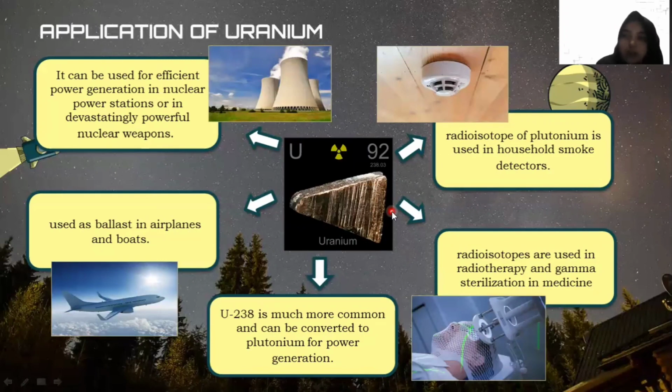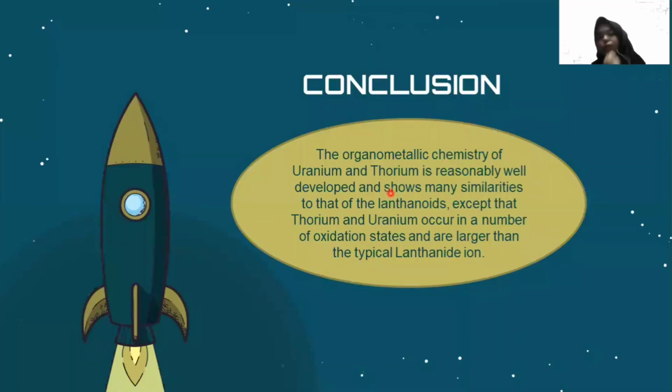As a conclusion, we can conclude that the organometallic chemistry of uranium and thorium is reasonably well developed and shows many similarities to that of the lanthanoids, except that thorium and uranium occur in a number of oxidation states and are larger than the typical lanthanide ions.